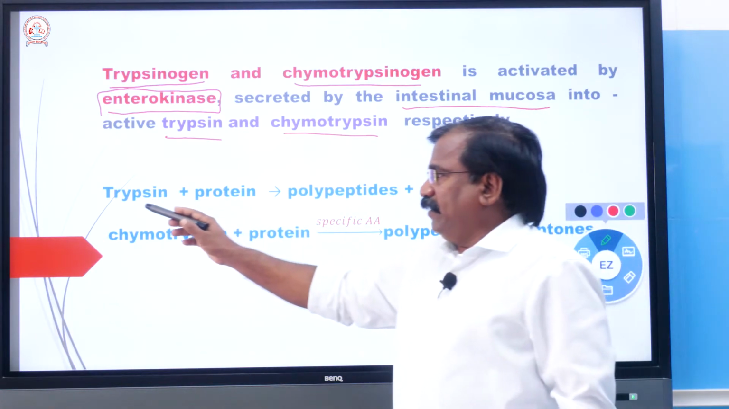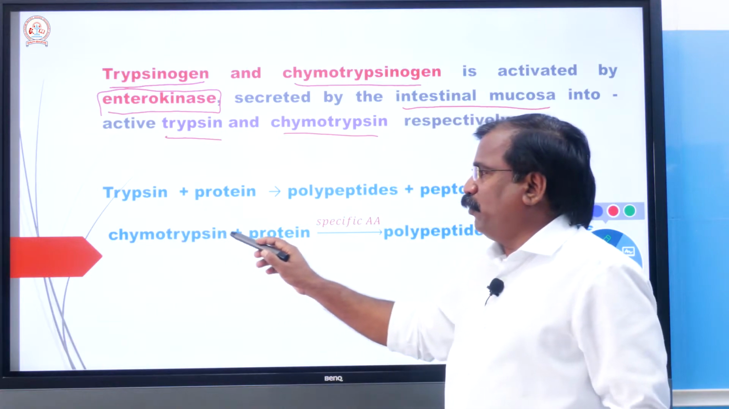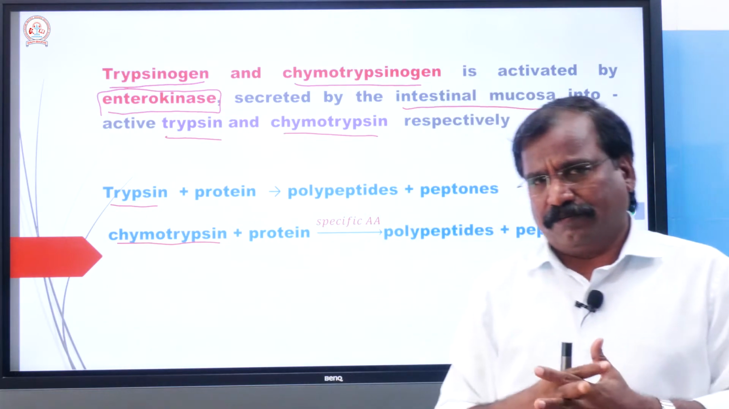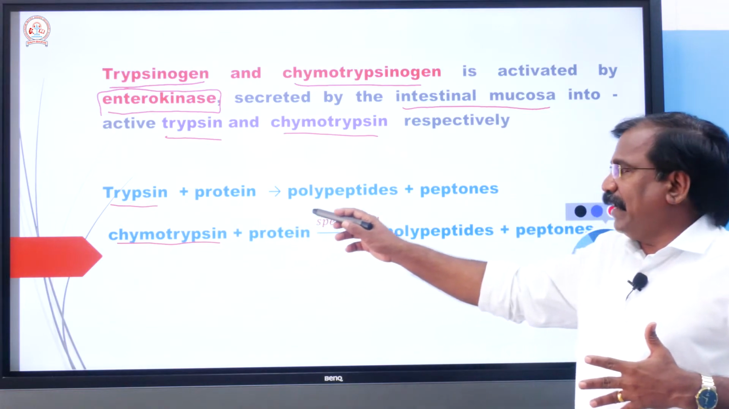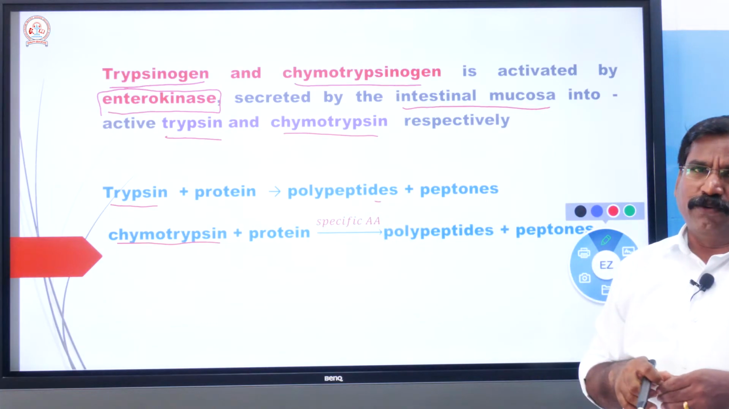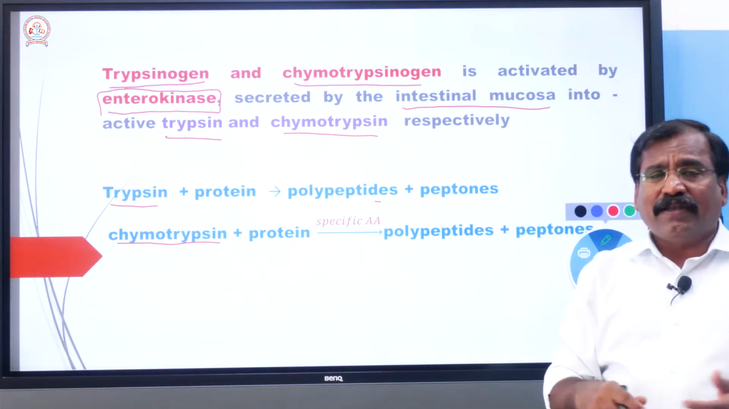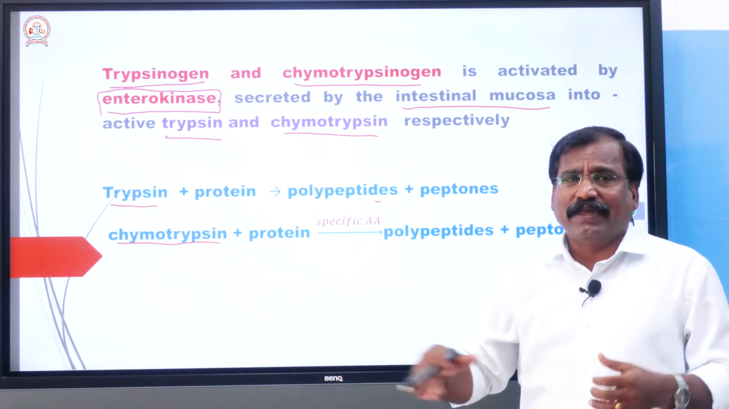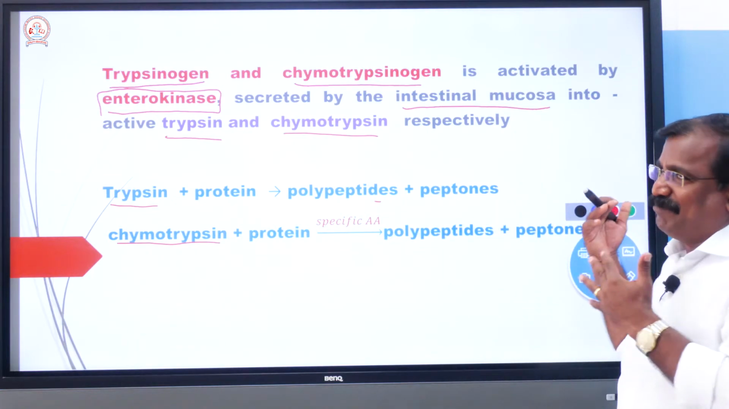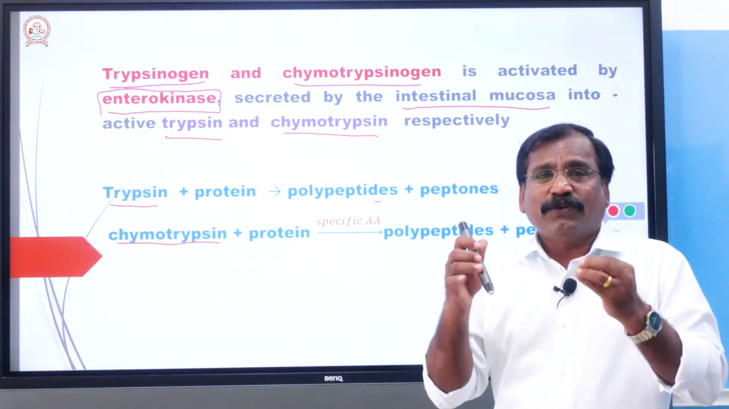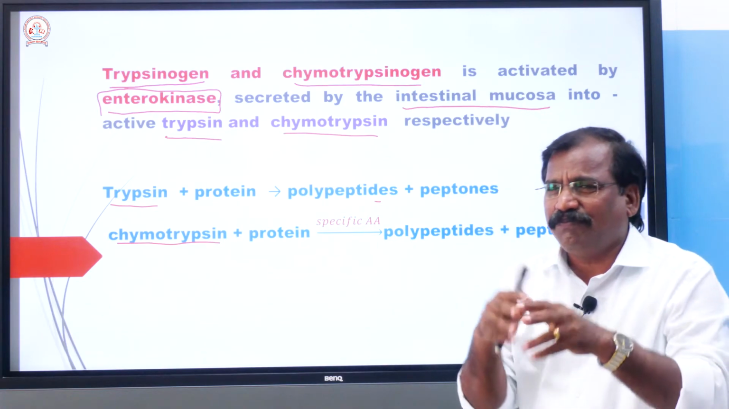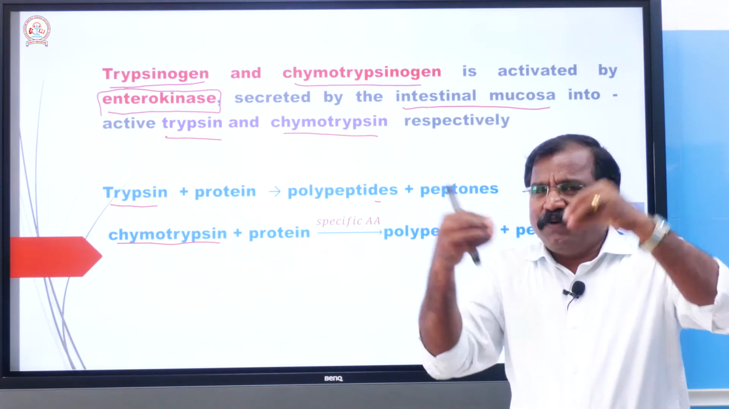And what is the role of trypsin and chymotrypsin? Both are proteolytic enzymes, that is, both digest protein. Trypsin acts upon the protein and converts it into polypeptides and peptones. Chymotrypsin is also a proteolytic enzyme and converts protein into polypeptides and peptones, but what is the difference? Chymotrypsin acts upon specific amino acids in the protein and removes them.